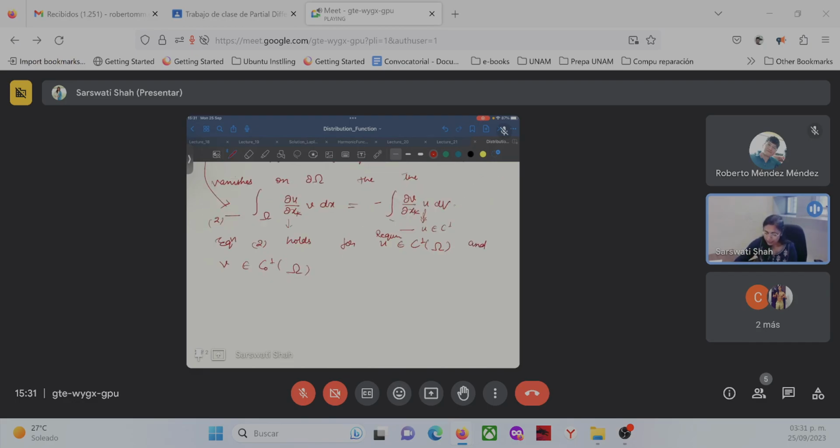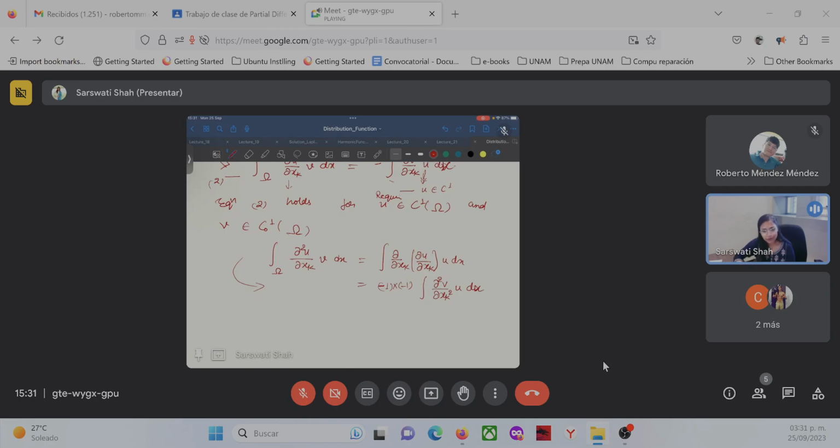Again, just repeat this integral. When you repeat this integral, this will come like minus 1 into minus 1, integration of del 2 v over del xk square times u dx. Is it clear? Can you write this for the second derivative using the same procedure? u and v vanish at the boundary.